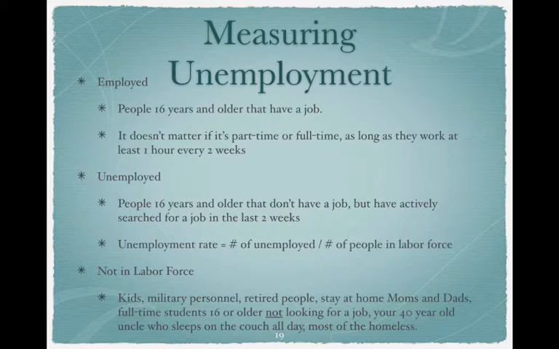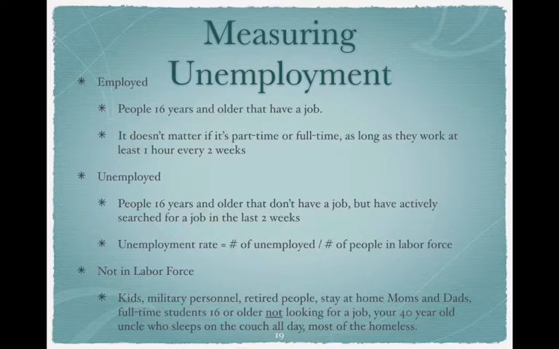Now, to be unemployed, you have to be someone who's 16 years or older that does not have a job, but you're actively searching for work. We talked about the 4 types of unemployment in class, and I'm going to review those with y'all. That includes anyone frictionally, structurally, cyclically, or seasonally unemployed. And the way we find our unemployment rate is we look at the number of people who are unemployed divided by the number of people within our labor force.